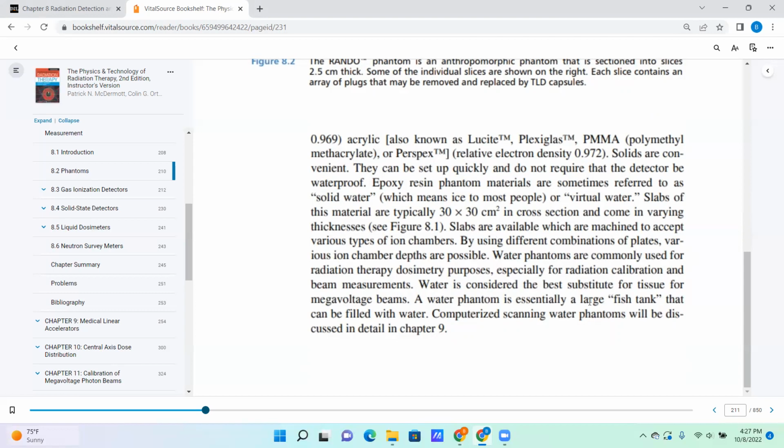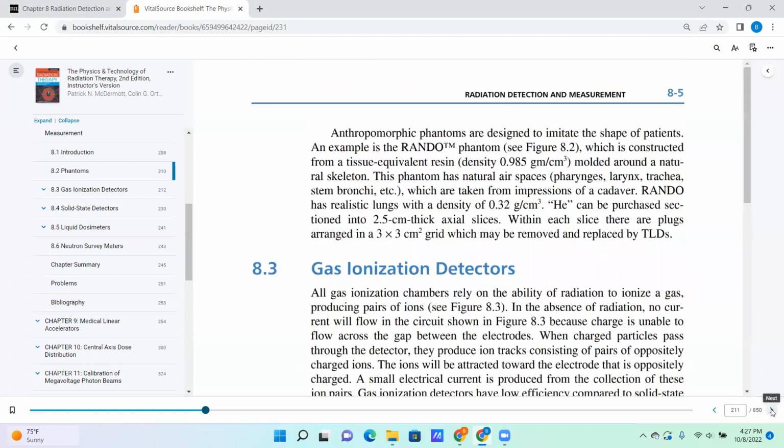Water phantoms are commonly used for radiation therapy dosimetry purposes, especially for radiation calibration and beam measurements. Water is considered the best substitute for tissue in megavoltage beams. A water phantom is essentially a large fish tank that can be filled with water. And computerized scanning water phantoms will be discussed in Chapter 9.